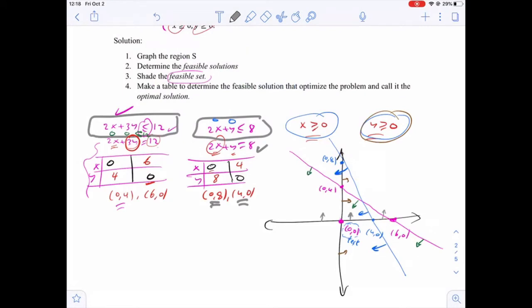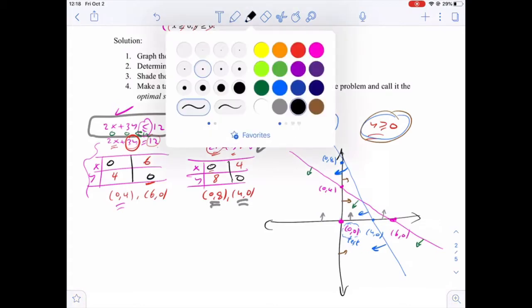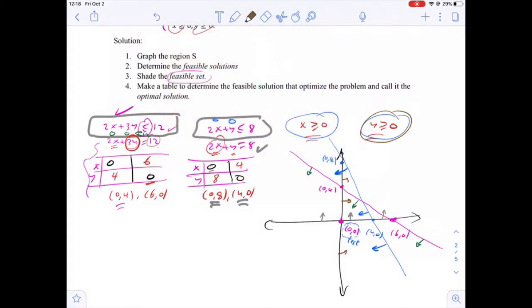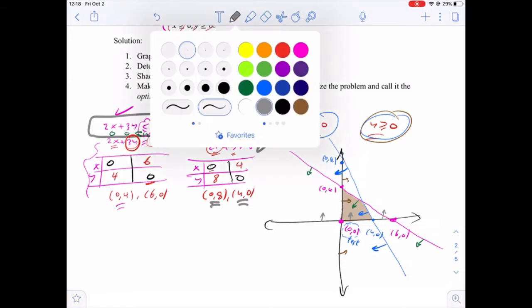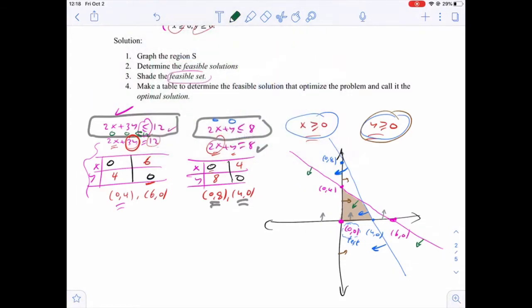So where's the intersection of all these regions? The intersection of all the regions is this region. They overlap on this region. So this is S, or the feasible set, the region S, and that determines the feasible set.